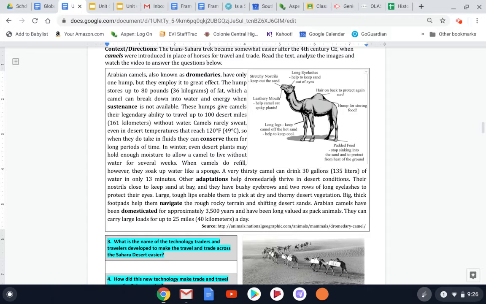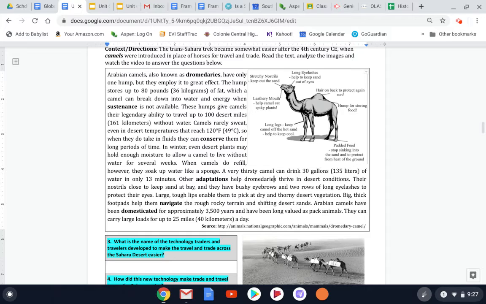Other adaptations, as this diagram points out, so feel free to zoom in and take a closer peek at some of these natural features the camel has. Other adaptations help dromedaries thrive in desert conditions. Their nostrils close to keep sand at bay. They have bushy eyebrows and 2 rows of long eyelashes to protect their eyes from the sand. Large, tough lips enable them to pick at dry and thorny desert vegetation. Big, thick foot pads help them navigate the rough, rocky terrain and shifting desert sands.